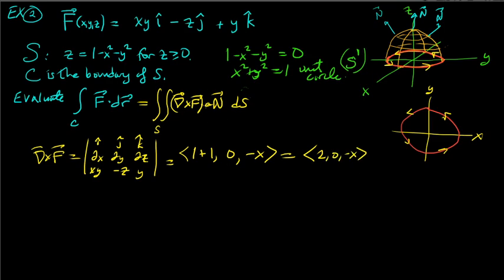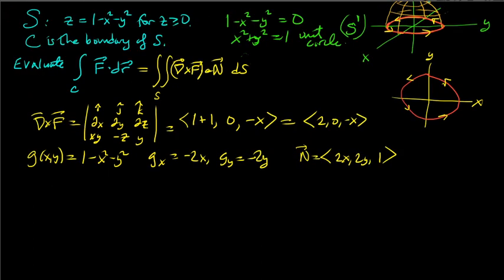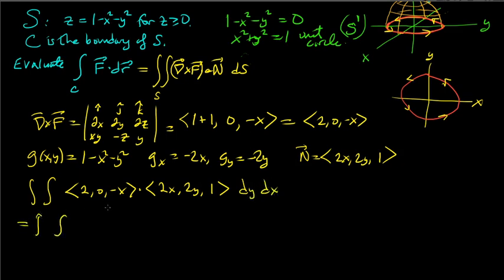And what's our normal vector? Remember, this is a surface g of x, y, which is 1 minus x squared minus y squared. So the x partial of g is negative 2x, and the y partial is negative 2y. And so our n will just be 2x, 2y, and then 1. To do the surface integral, we'll fill in the bounds in just a second. We're going to take the dot product of 2, 0, negative x, and 2x, 2y, 1, and then we'll do dy dx. So 4x plus 0 minus x. It looks like we're just integrating 3x dy dx.